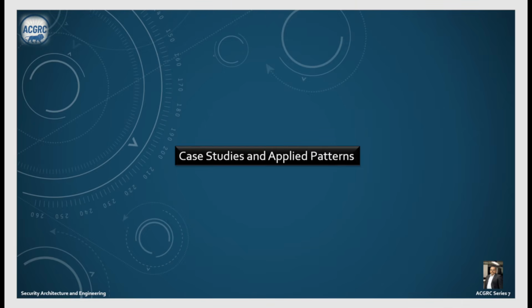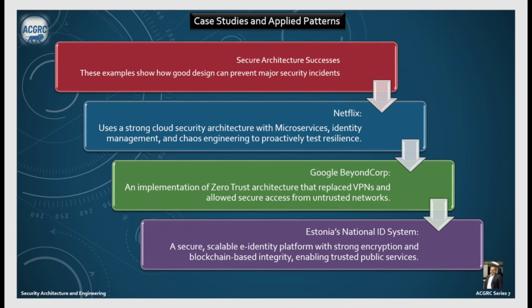Let us look at some of the case studies. Secure architecture successes. Let's see how a good design can prevent major security incidents. First is Netflix. It uses a strong cloud security architecture with microservices, identity management, and chaos engineering to proactively test resilience.